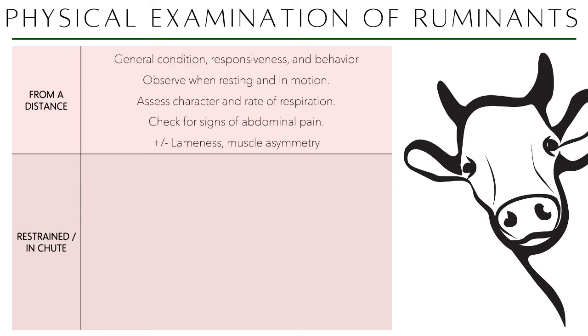So from a distance, what would be the general condition and behavior of cattle? They would normally lick their nose. That's a normal setting for them. They are, again, chewing. They're ruminating, as we know. They regularly pass manure. So with those normal behaviors, you could actually see if there's a problem already when they're not doing that. You also have to observe them when they're resting, and when they are in motion.